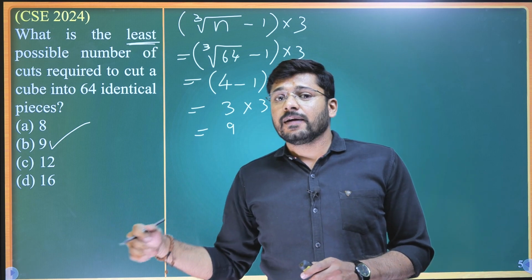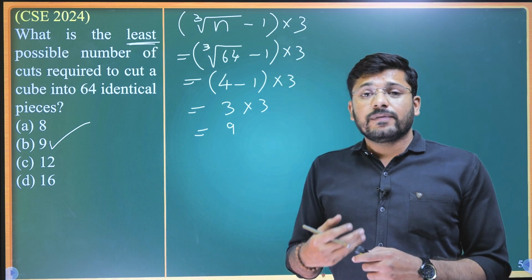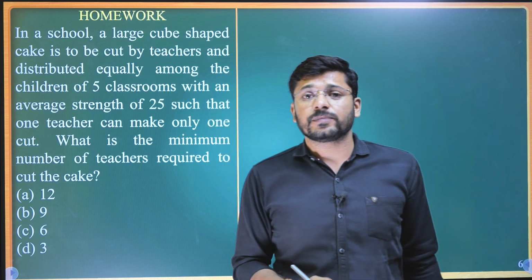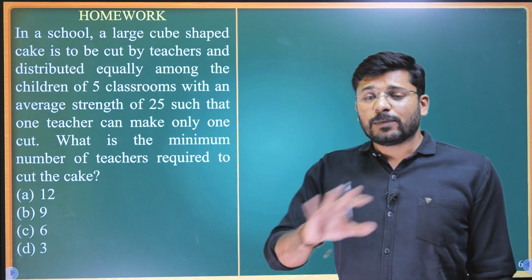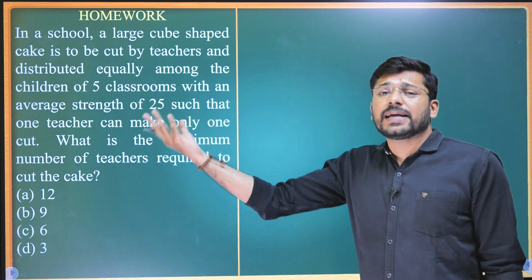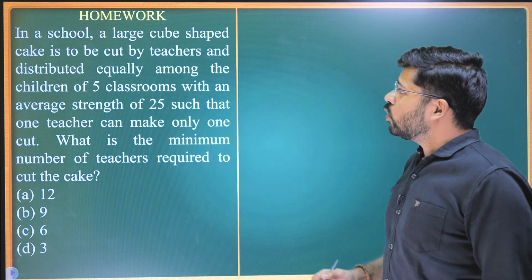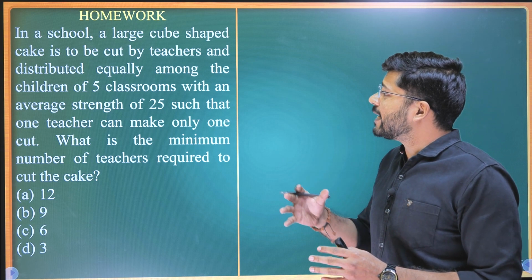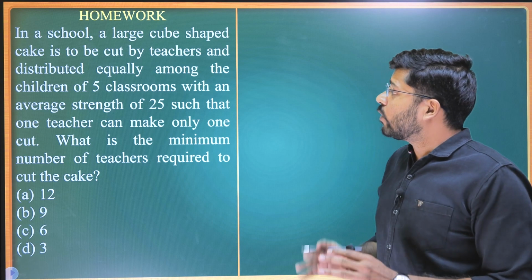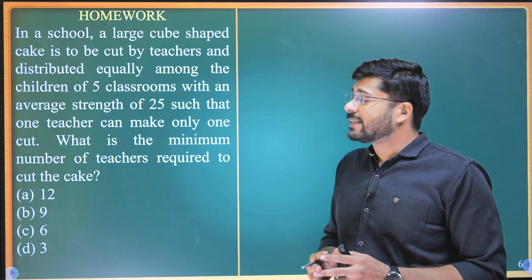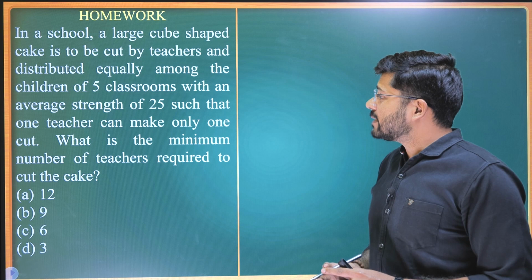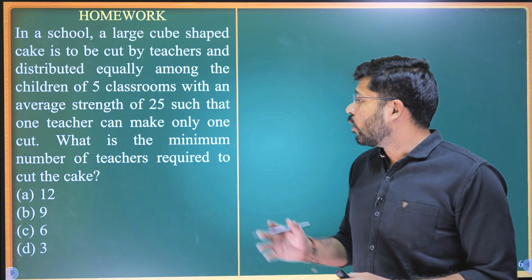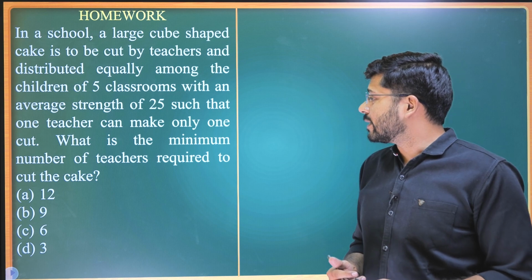So based on this, we will solve a homework question. This will be your homework question. Same concept, same logic. However, it is an application based one. In a school, a large cube-shaped cake is to be cut by teachers and distributed equally among the children of 5 classrooms with an average strength of 25, such that one teacher can make only one cut. What is the minimum number of teachers required to cut the cake?